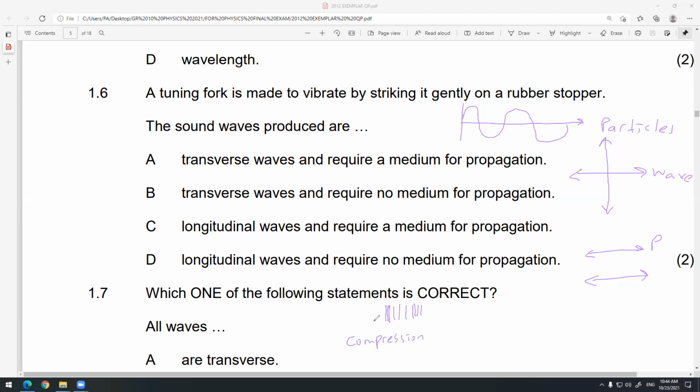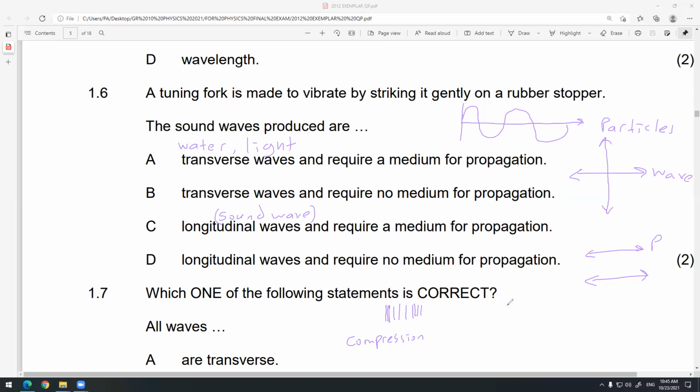When particles are together, you have pressure in the wave, and another one, rarefaction, this one, and then you have another compression. Longitudinal waves, people, are sound waves. An example of a longitudinal wave is sound, and examples of transverse waves are water and light. If the direction of particles is perpendicular to the direction of the wave, you have a transverse wave, for example water and light waves. And if the direction of particles is parallel to the direction of the wave, that one is a longitudinal wave.